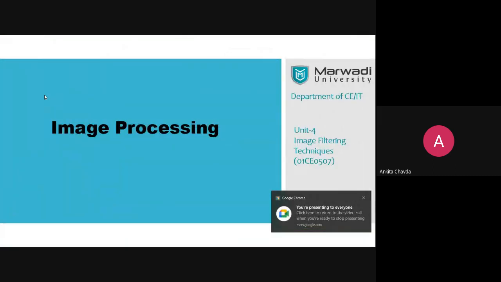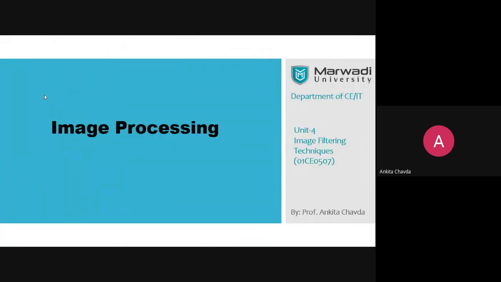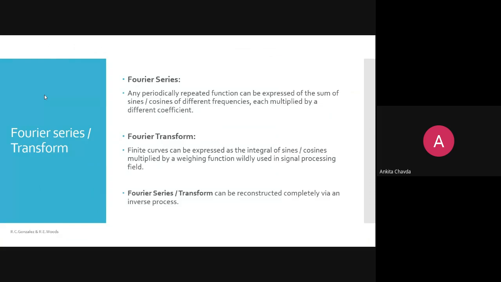This is your image filtering techniques unit, but we have included the frequency domain part over here also. So what we need to see here is the Fourier series. Very first thing, what do you mean by Fourier spectrum or Fourier series or anything about it?